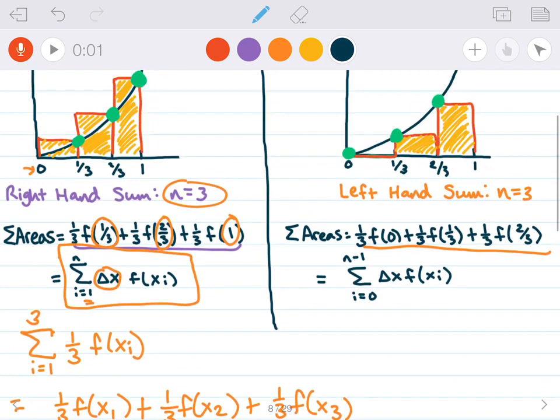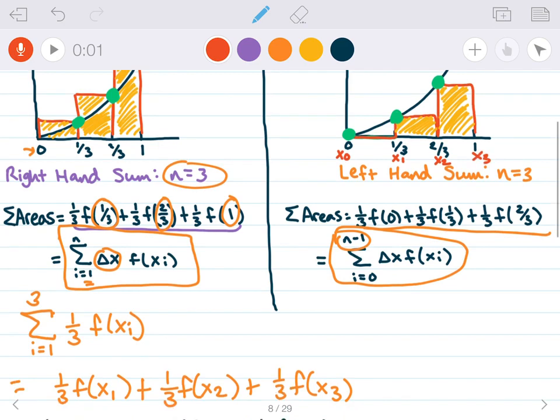So this time the left-hand sum, it's the same idea with the summation notation, but instead of going to n equals 3, we're going up to 2. We're going up to 2 because, again, this is x0, x1, x2, x3. All right, so expand, and again, delta x in this case is a third.